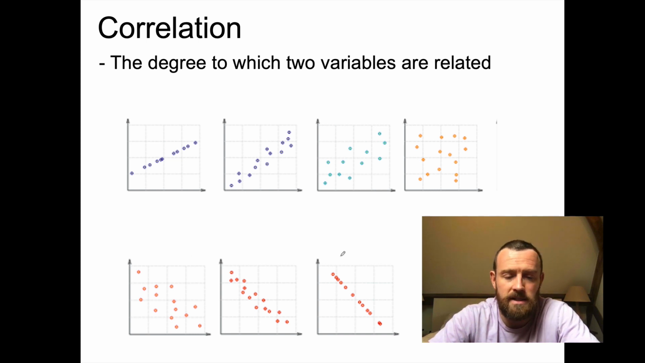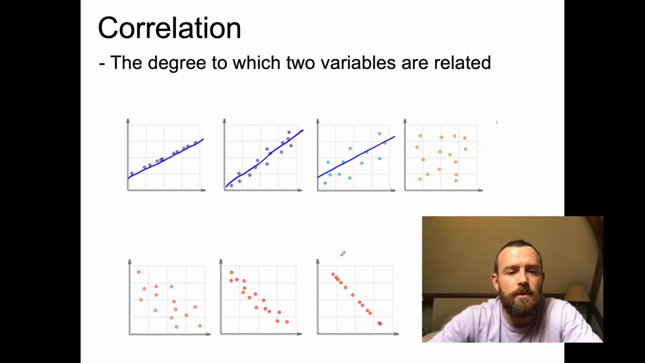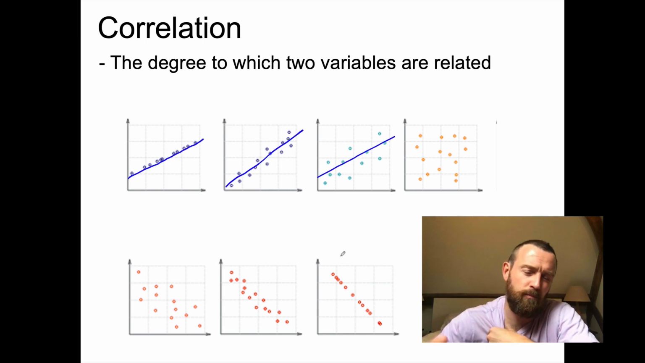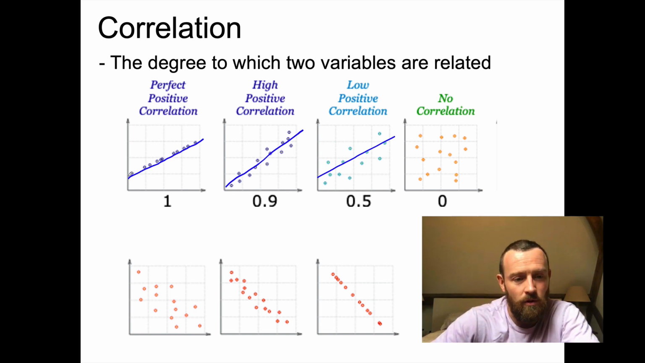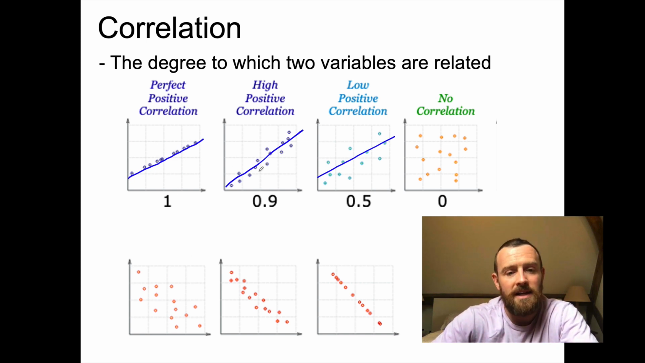Okay, let's start with the top row. So the top row, I've drawn in here what the approximate line of best fit would be on top of that data. So we can see that this graph here shows data that is perfectly positively correlated. That means all the data is in a perfect line like that, and that would have a perfect positive correlation of 1.